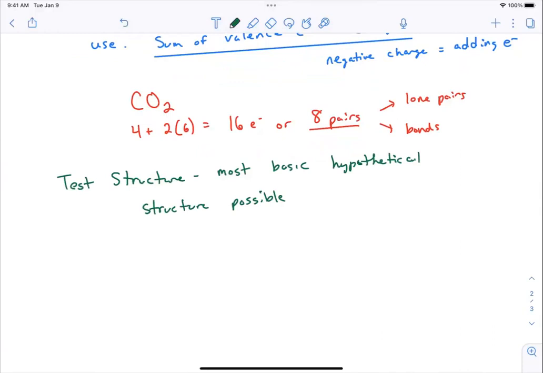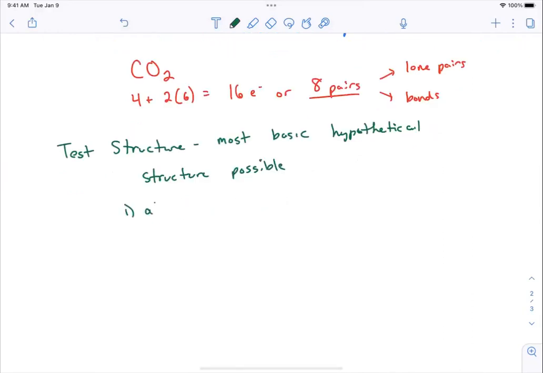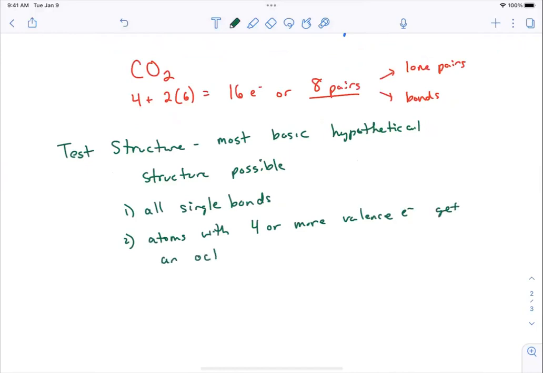So here's some rules with your test structure. One, you give everything single bonds. So everything gets single bonds. Two, atoms with 4 or more valence electrons get an octet of electrons.